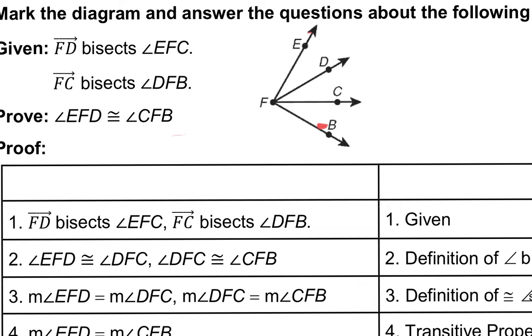So we're given that FD, so that's ray FD, that's this ray, bisects angle EFC. The fact that it bisects means that this angle and this angle are congruent to each other. We also know that FC, so that's this ray, bisects angle DFB, which tells me that this angle is congruent to this angle. Again, I use one without a hash mark and one with a hash mark to indicate that those angles are congruent to each other. So we're practicing our notation here.